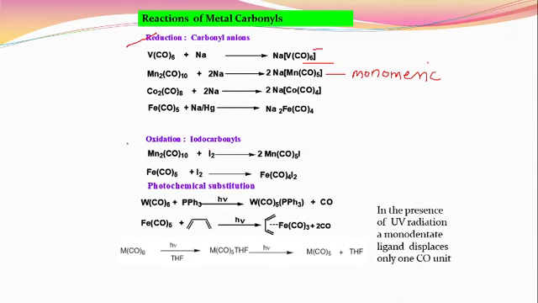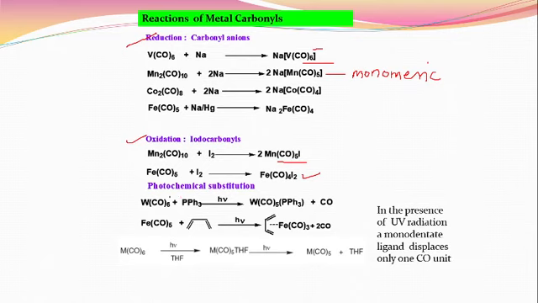Okay, next is oxidation, that is iodocarbonylation, the formation of iodocarbonyl. Mn2(CO)10 is reacted with I2. Here we get 2 Mn(CO)5I. Likewise, Fe(CO)5 is reacted with I2. Here we get the Fe(CO)4I2 compound.